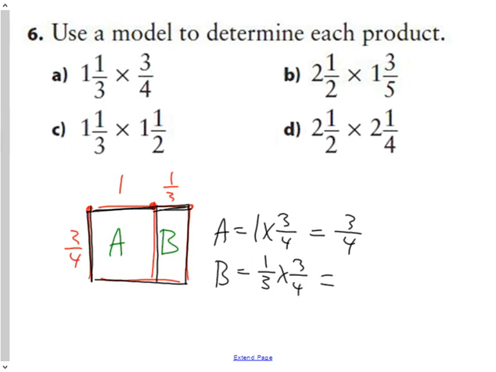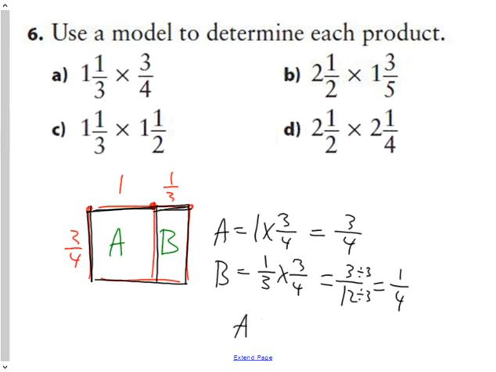Now, we could multiply this out to get 1 times 3 is 3, and 3 times 4 is 12. And then say, hang on, 3/12 is not lowest terms. In lowest terms, both are divisible by 3. I get 1 over 4. So the area of B is 1 over 4.